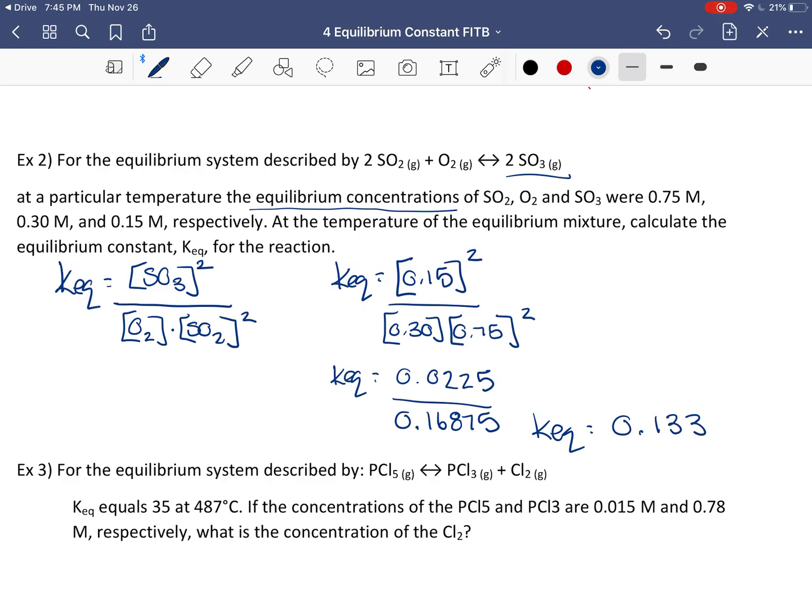Just like in physical science, an important thing is we need sig figs. In our question, all of our numbers we were given had 2 sig figs. 1, 2. Do we need to round? No, we don't. So KEQ is equal to 0.13. And remembering that KQ does not have any units, that is our final answer.